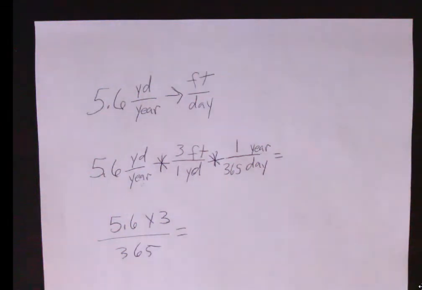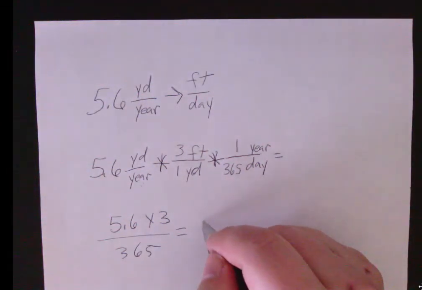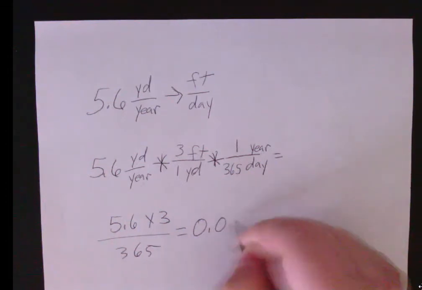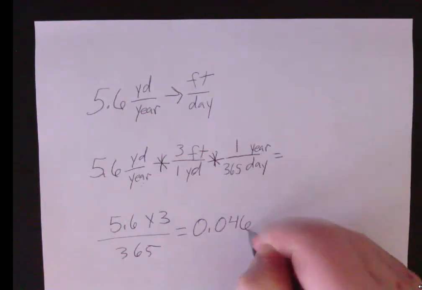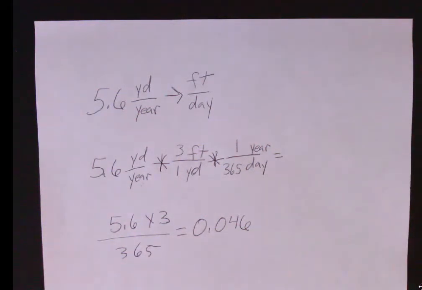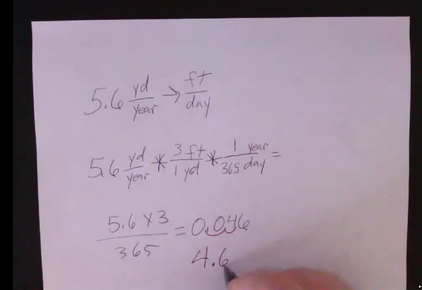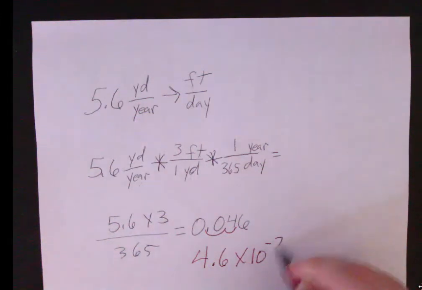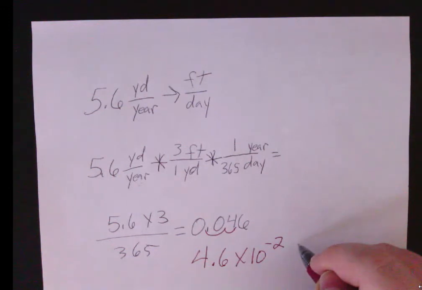So then what number does that give us? That gives us, I rounded a little bit here, 0.046. So now if we wanted to put that into scientific notation, we'd have to move the decimal point over 1, 2 places. So we're going to put 4.6 times 10 to the negative 2. And then don't forget your units. So that's going to be feet per day.